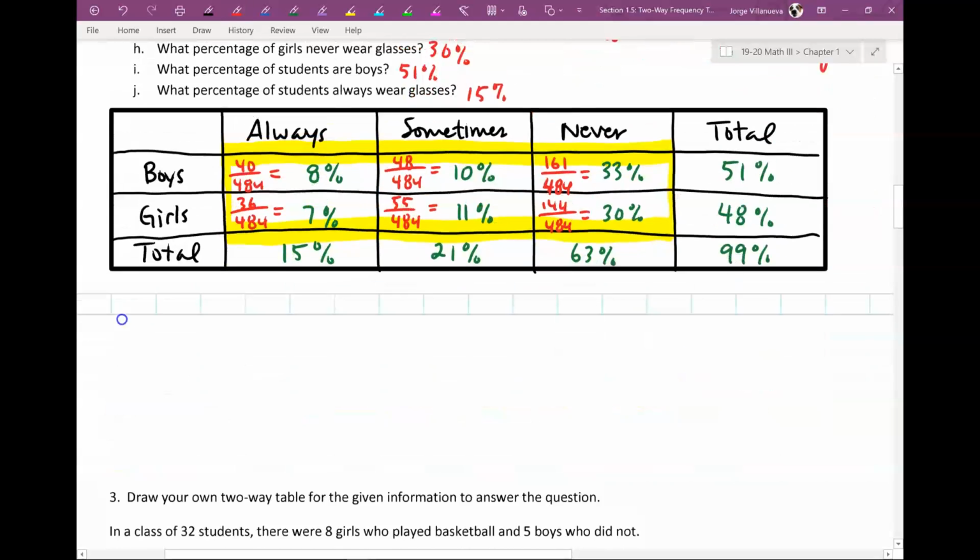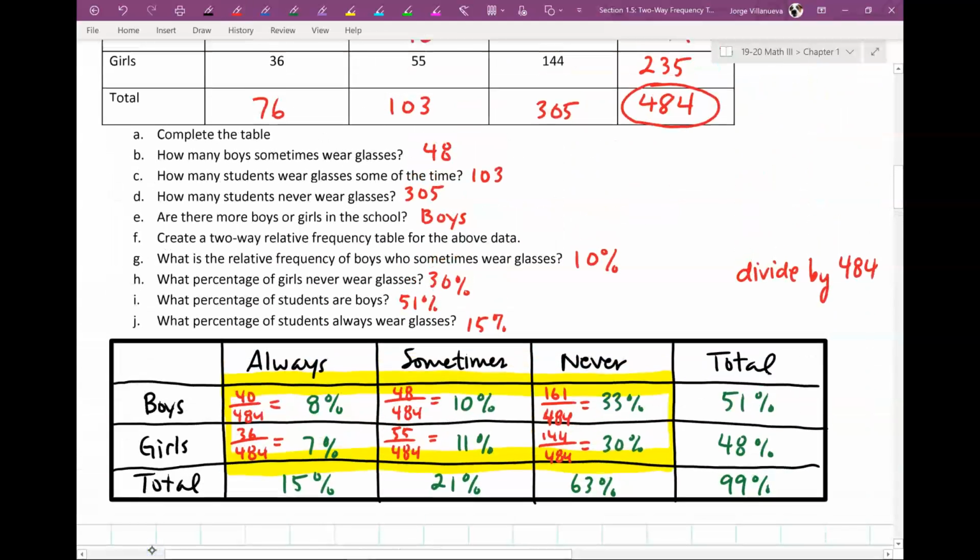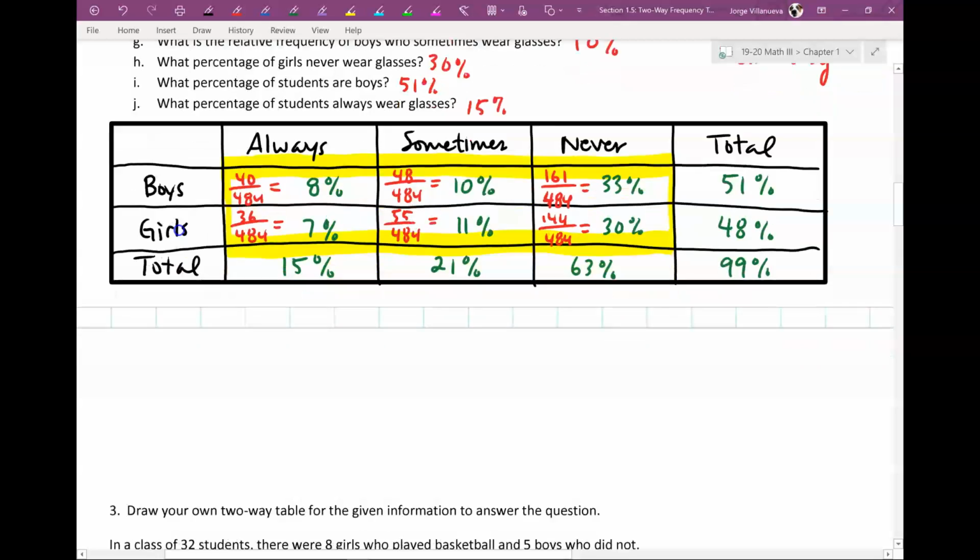All right, so let's do one more. But before I do that, any questions on the front page, either 1 or 2? It's just division and addition. That's pretty much all we're doing, right? Division and addition. All right, so let's move on.